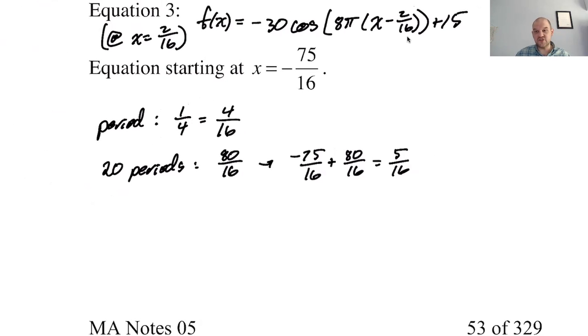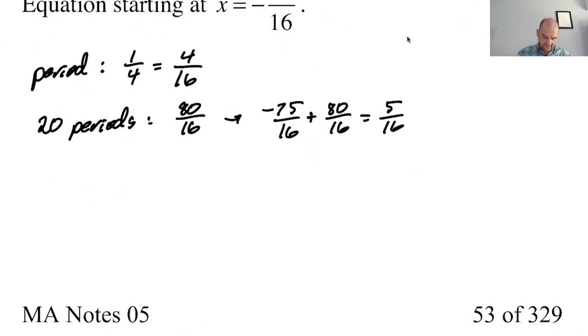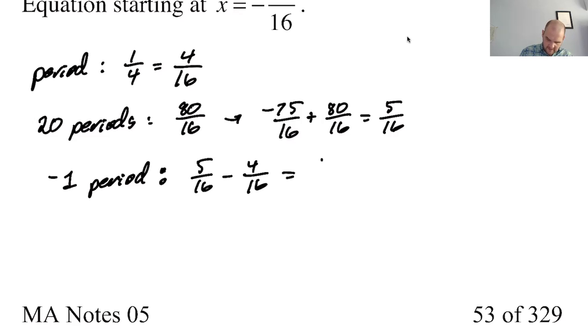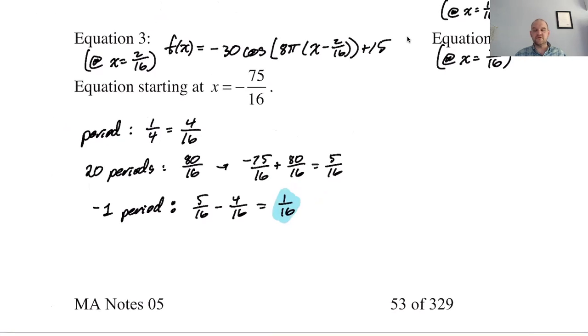Now 5/16 is too big. I overshot, but I got in the ballpark, and that's usually all I'm trying to do. If I subtract one period, so really I should have just used 19 is basically what I'm saying, I'll have 5/16 minus one period, which is 4/16, leaving me with 1/16. This is what it's coterminal to. This is probably definitely coterminal to 1/16. I'm saying definitely, but whoa, what is that?